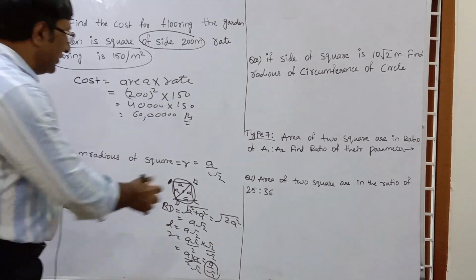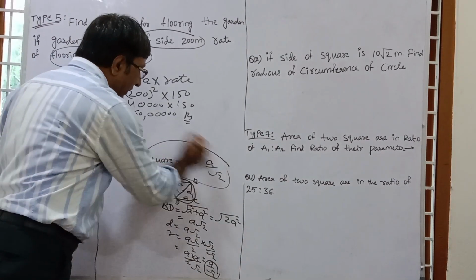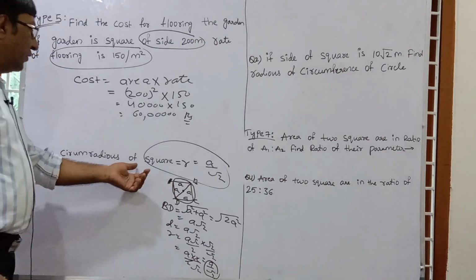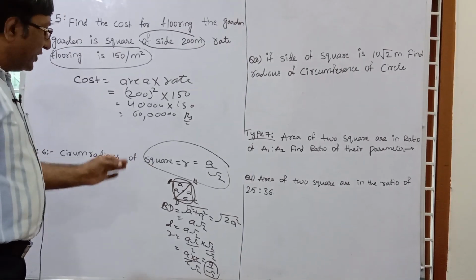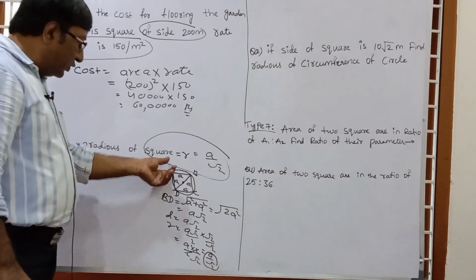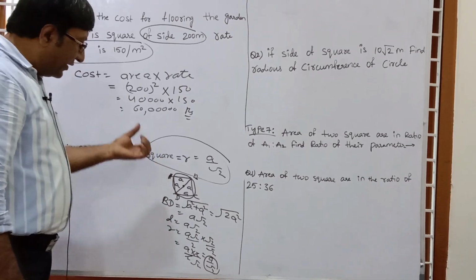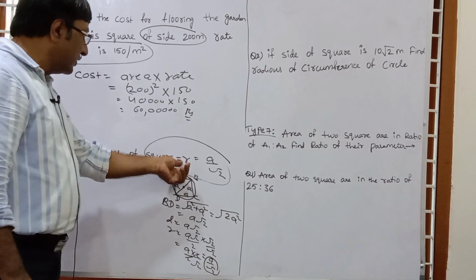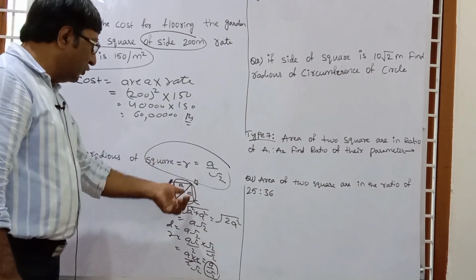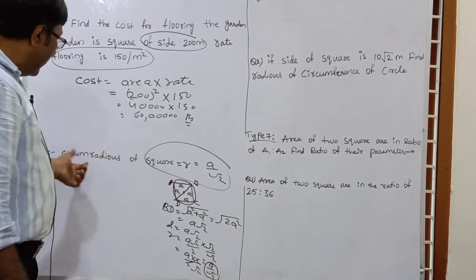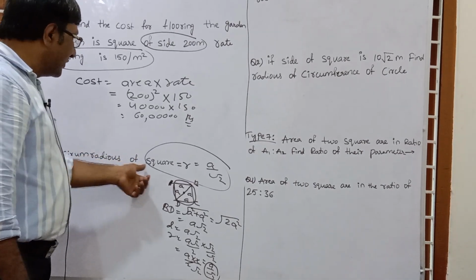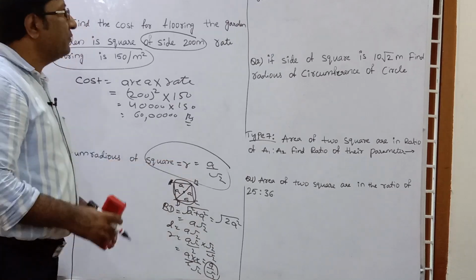So you learned this technique. Circumradius of a square is A upon root 2, where A is the side of the square. No need to solve this each time, but here it is only for understanding how this comes. For the examination point of view, you only have to learn that the circumradius of a square, R, is A by root 2.